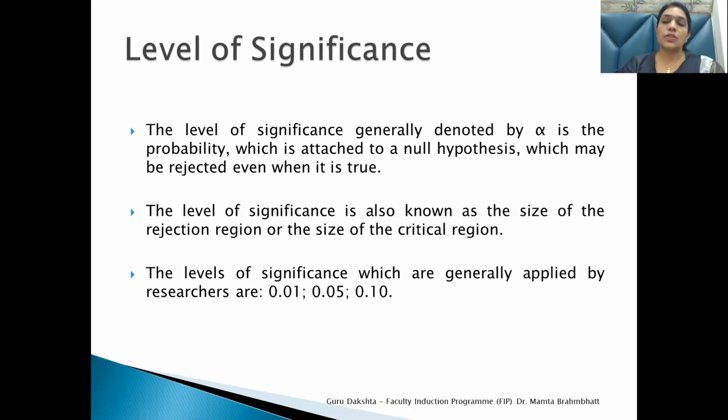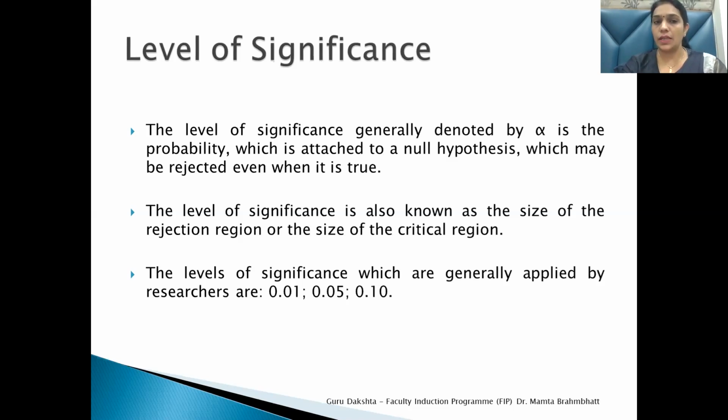Social science researchers, when they do research, there is no risk involved. Clear? Because most of the time we are studying attitude, perception, habits. So all these things do not have any direct impact of risk on the respondent. That's why we are keeping the moderate level of risk, that is 5%.